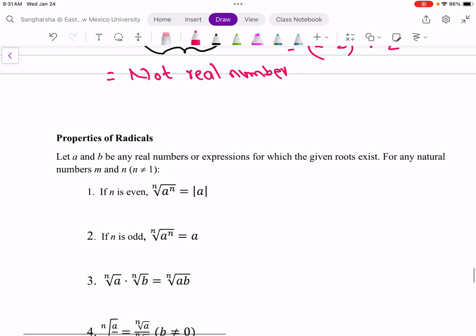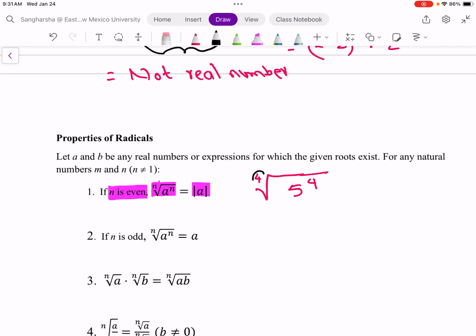So now let's talk about some of the properties of the radical. As we have seen in our examples, if n is even, where n is the index, then the nth root of a to the power n is the absolute value of a. So we have an even index, let's take 4, and let's say 5 to the power 4.